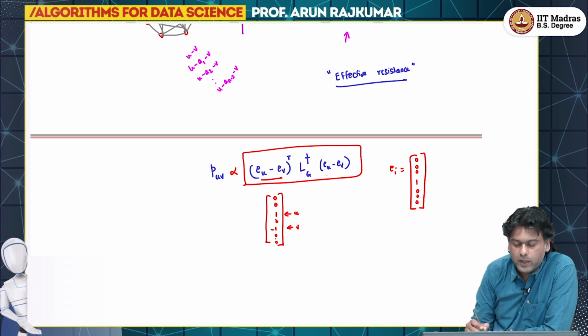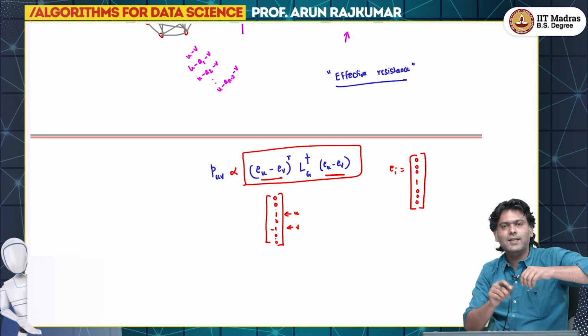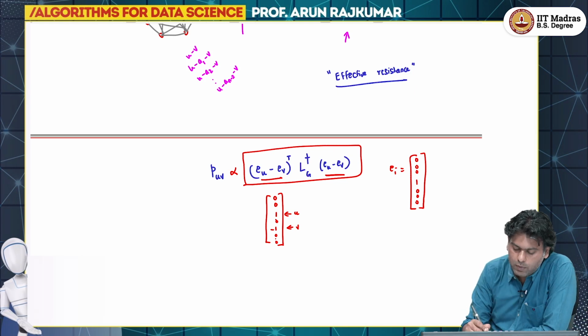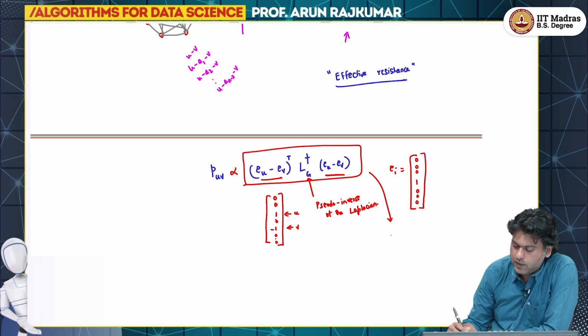That is EU minus EV, and this is also EU minus EV. This is just to say we are measuring something between U and V, and the exact thing that we are measuring can be gotten by using what is called the pseudo inverse of the Laplacian. This is sometimes called the effective resistance of UV.